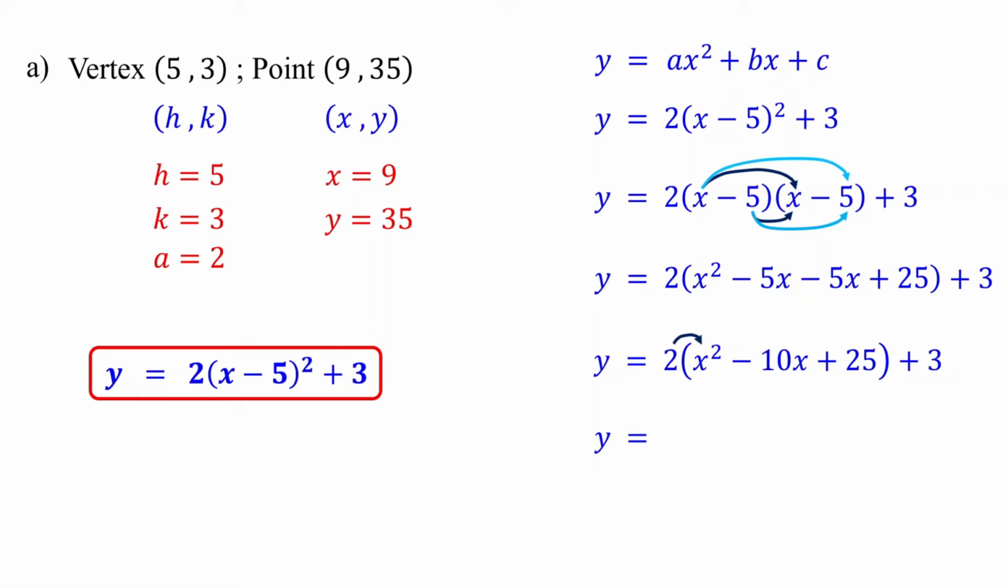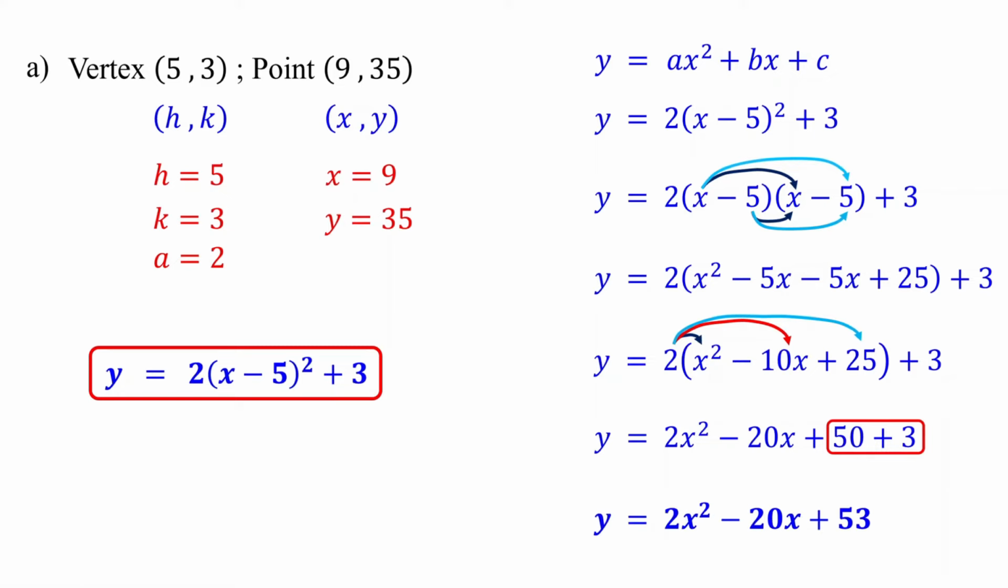2 times x squared is 2x squared. 2 times negative 10x is negative 20x. 2 times 25 is 50. 50 plus 3 is 53. This is the equation of the quadratic function in standard form.